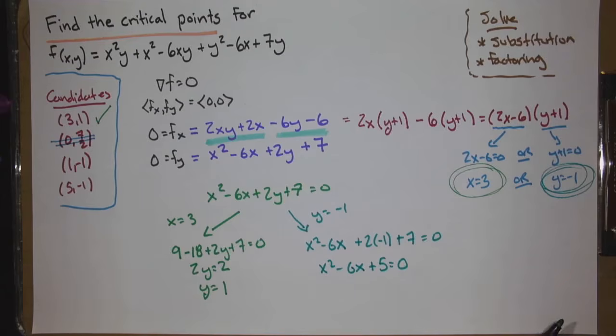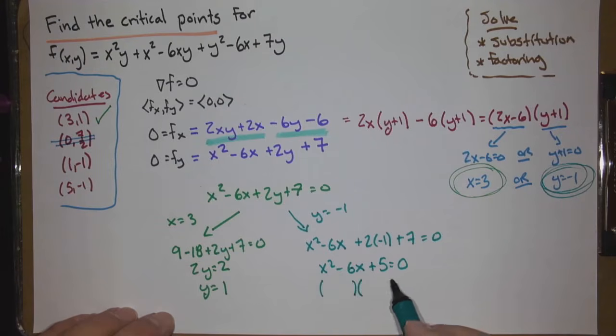What can we do for this problem? Factor. We can factor. Does x squared minus 6x plus 5 factor in a nice way? He says, as he writes it down. How does it factor? X minus 1, x minus 5. Which leads us to x equals 1 or x equals 5.